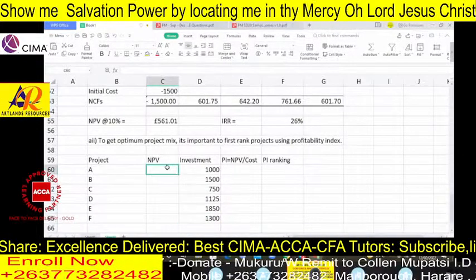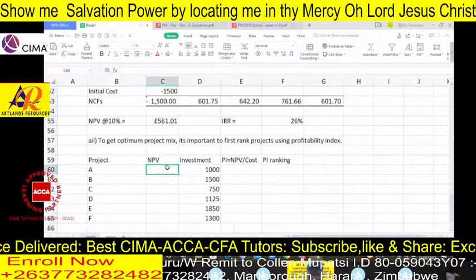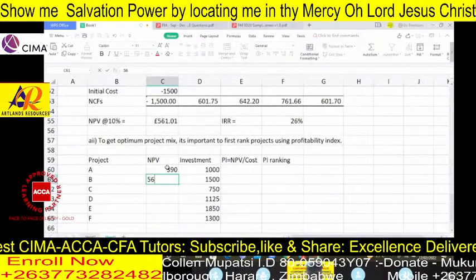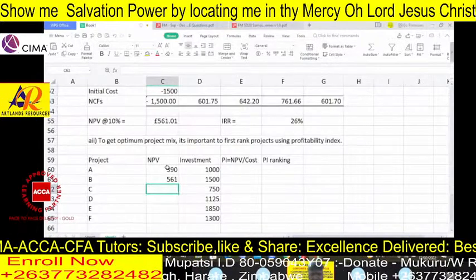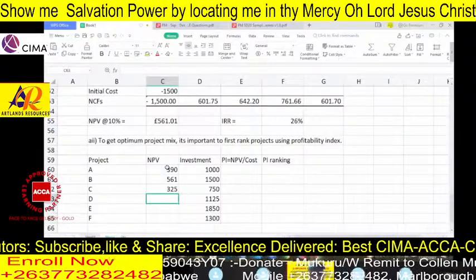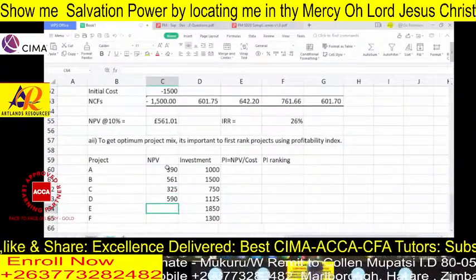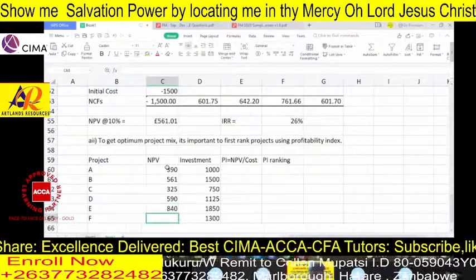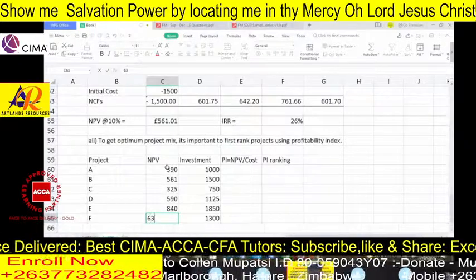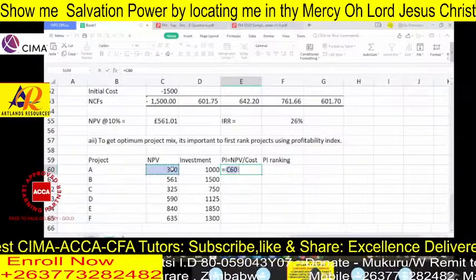And then, still Melvin, come on, go again under the NPV column. It's 390. Yes. That one would be 561, I think the one we just worked out. Yes. 325. Yes. 590. 540. 635. Pardon? 635, thanks. And then PI is a matter of saying this over there.